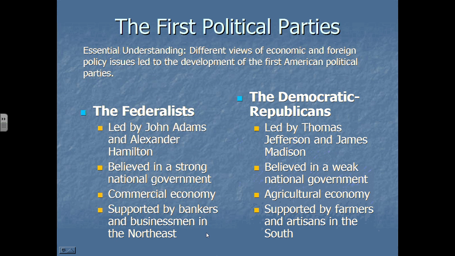The other party is the Democratic Republicans. This party is led by Jefferson and Madison. Unlike the Federalists, these guys believe in a weak national government. Jefferson also loved farmers. That's his view of the country. There should be a nation of farmers. And the Democratic Republicans draw their support from farmers and artisans in the South.